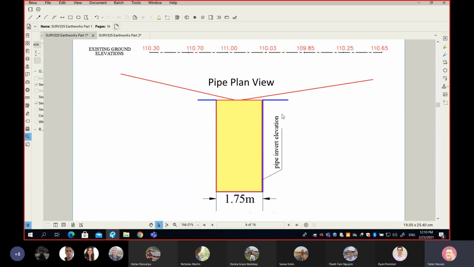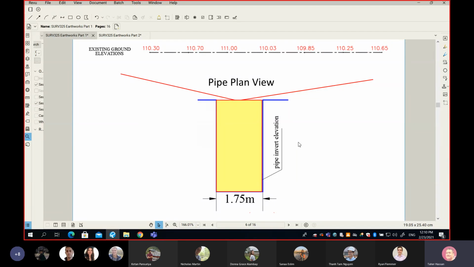So you think if I have a very narrow project like a sewer, I still need to survey so many points per cross section, or one point is enough? One point should be enough for something that narrow. Exactly. So that's my point, guys.